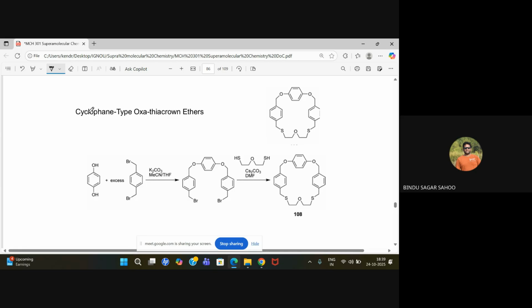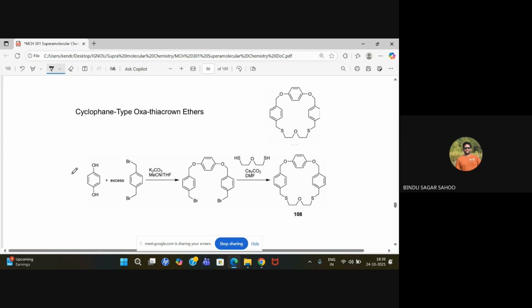This type of structure you can call a cyclophane type oxathia crown ether. That means it is a cyclophane compound that looks a little bit like a crown ether complex. Crown ether means the oxygen atoms are present in a cyclic group. This looks like a crown ether, but along with oxygen a sulfur atom is also present. That's why it is named thia; the word thia comes from the sulfur group. So this is a special type of cyclophane.